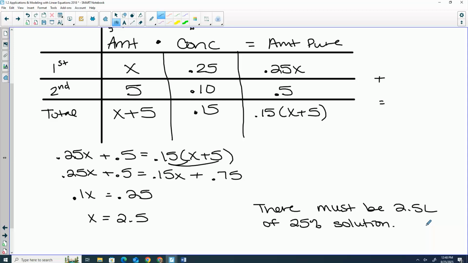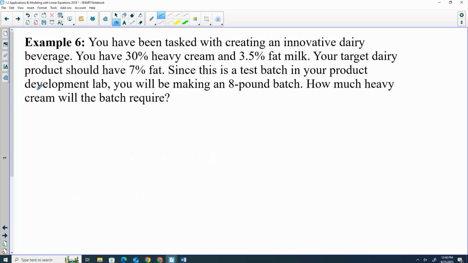The next one on here, I actually stole from Mrs. Brand's food science contest when I was helping them with some math one year. So, this one says, you have been tasked with creating an innovative dairy beverage. You have 30% heavy cream and 3.5% fat milk. Your target dairy product should have 7% fat. Since this is a test batch in your product development lab, you will be making an 8-pound batch. How much heavy cream will the batch require?